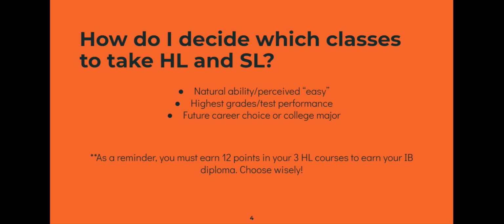You could also look at the students' grades in their IA courses and on their summative assessments and on their test performances as well. You could consider what career choices or college majors your student is thinking of exploring in college. However, I would consider that the final part of my decision, not the main thing to base it on, because colleges really fluctuate in how much credit they give students for different HL scores. So I would base it more on what I felt that my student could score well in and how they could best earn those 12 points.